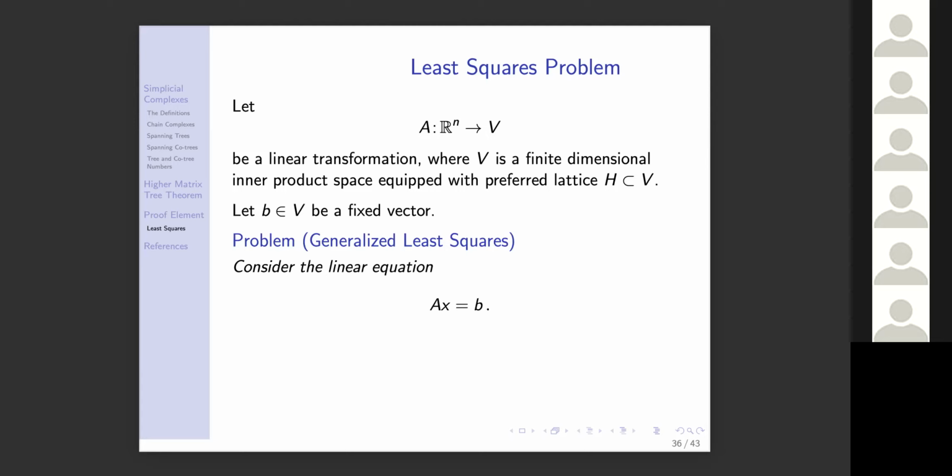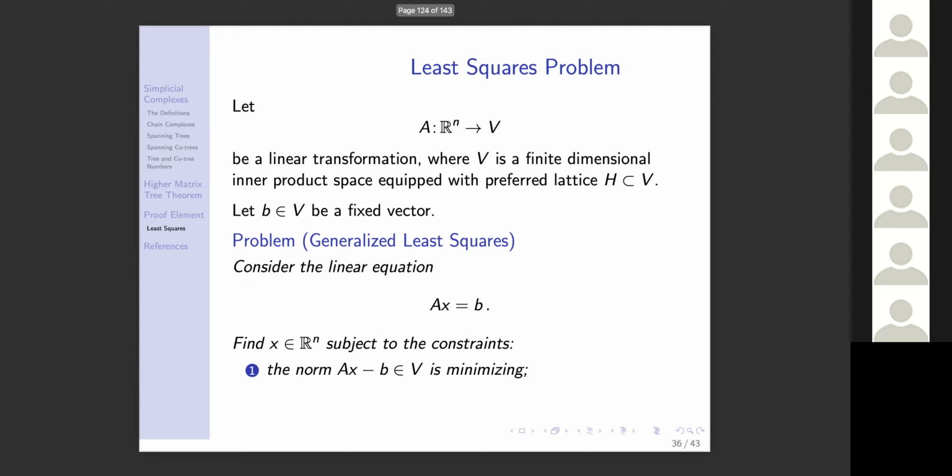Suppose I have a linear equation, Ax equals b. Now, A may not be one-to-one and it may not be onto. There's no reason to believe at the outset that Ax equals b has a solution. But maybe we want to find the closest thing to a solution. So let's find x in Rn, a vector, subject to the following two constraints. The first constraint is I'd like Ax minus b to be norm minimizing, right? So I'd like to minimize the norm of Ax minus b.